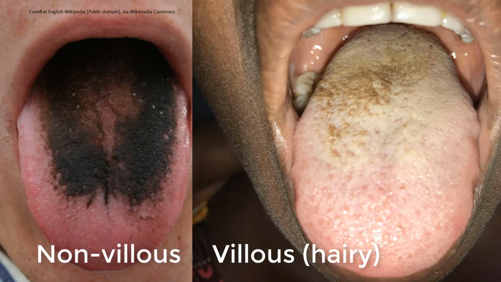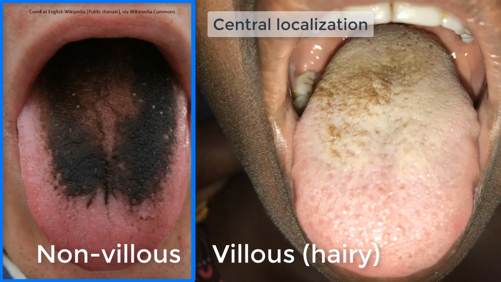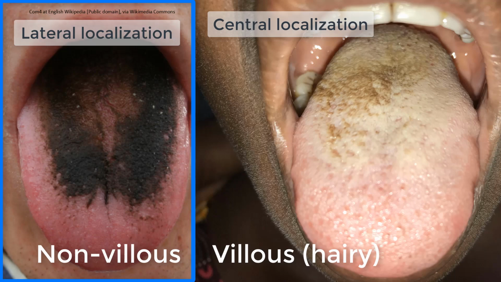Suffice to say that some of these non-villous discolorations may be actual melanin pigment disorders that may occur developmentally or following certain drug administrations. One difference you may have spotted is that in the classic hairy tongue pathology on the right side here, the discoloration is more central and posterior, whereas in the non-hairy black tongue, the distribution is lateral and more anterior. This is obviously not always the case, but it is a minute clinical detail that you may want to take note of.